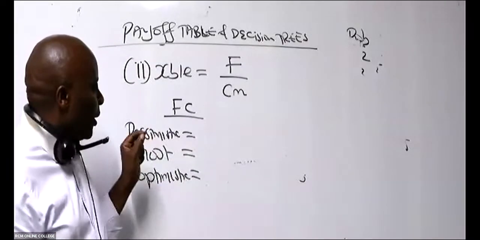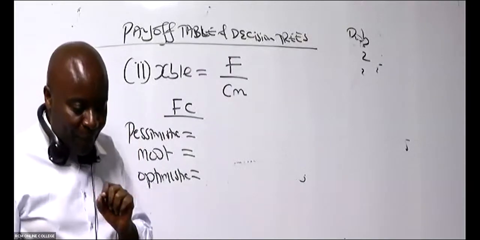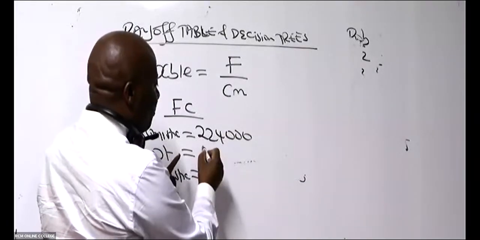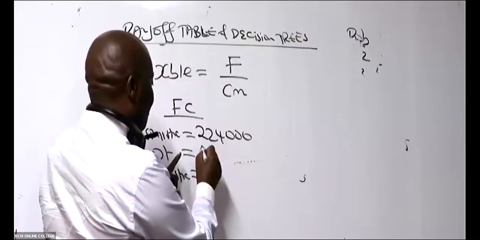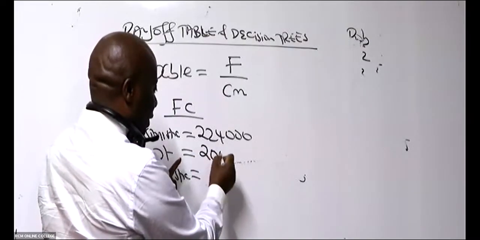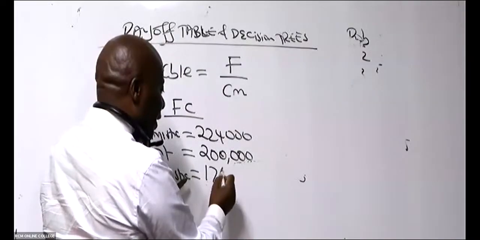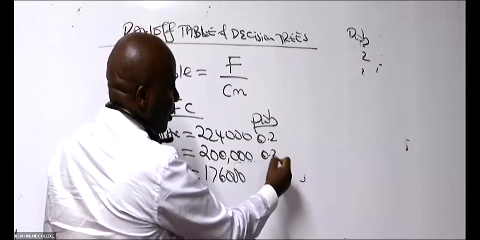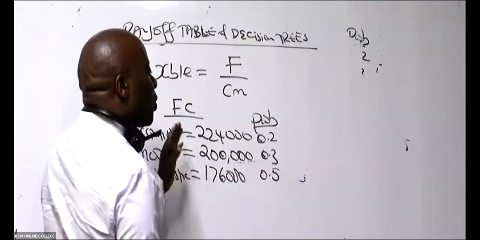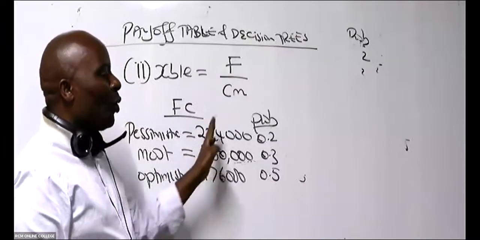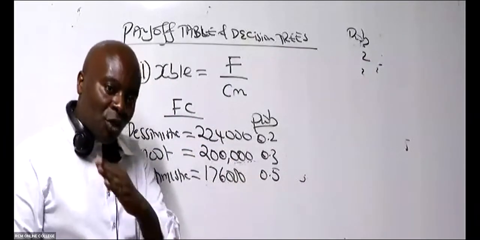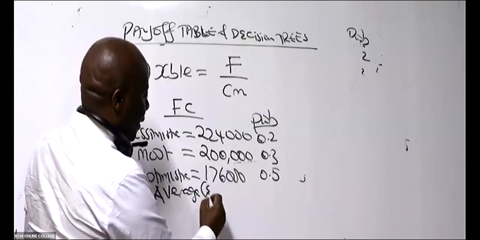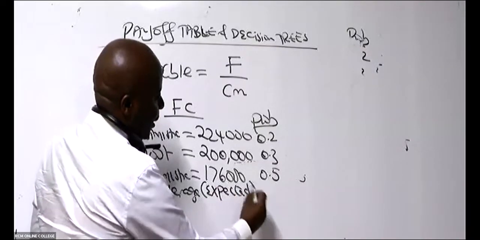The fixed cost for pessimistic, how much do we have there? 224,000. I hope you are able to remember how we got this. Then most likely 200,000. And this 176,000. And then we have probabilities, 0.2, 0.3, 0.5. And because we don't know which one will prevail, then we work with what we call an average fixed cost, or in this case, expected fixed cost.